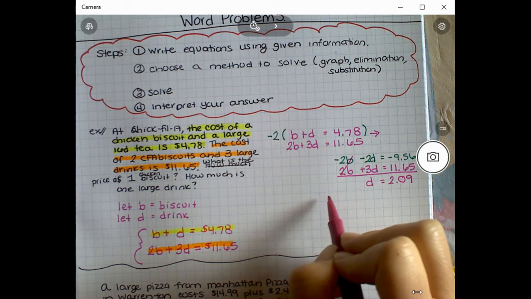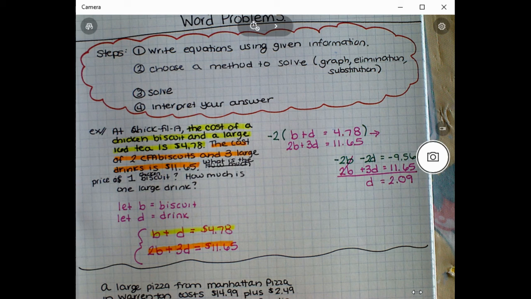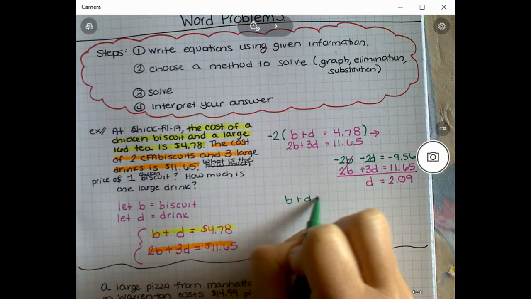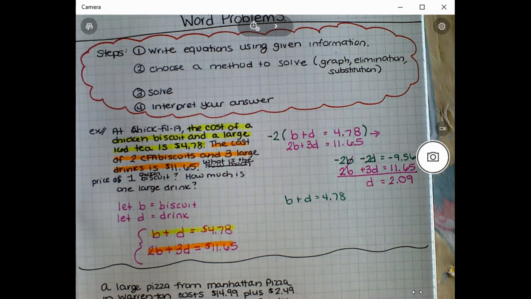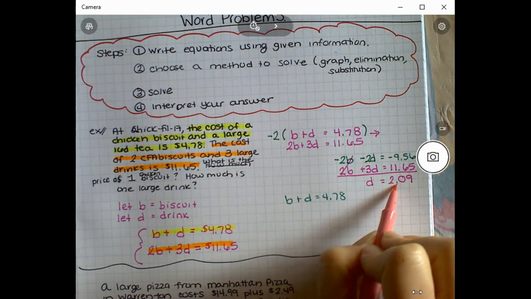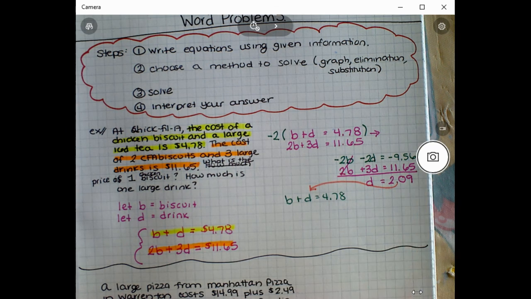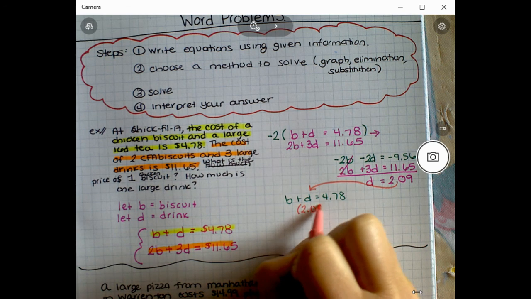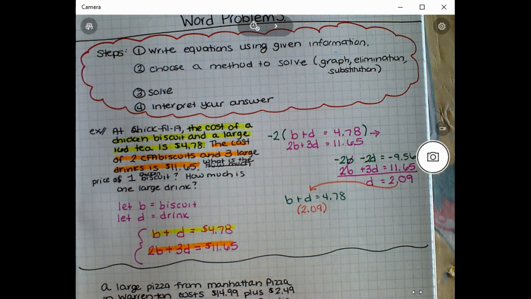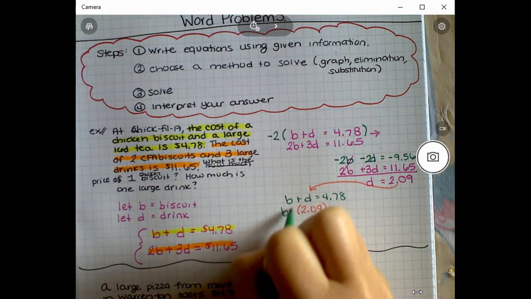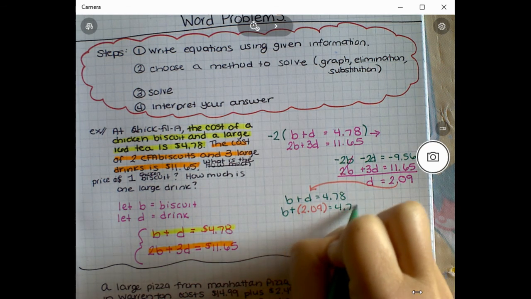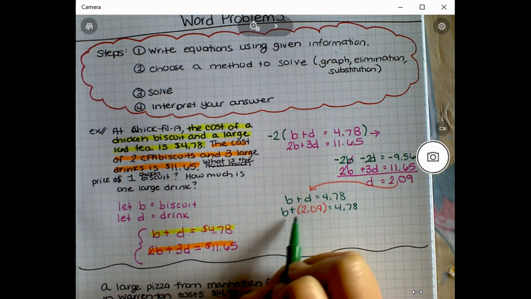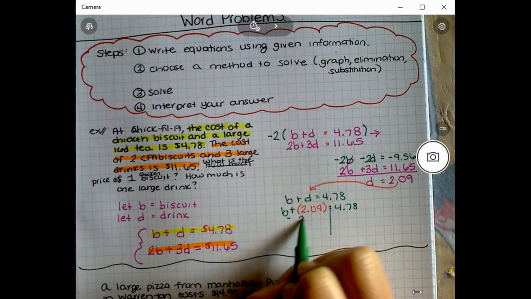But we need to also know how much it costs for a biscuit. So we're going to choose one of our original equations. I'm going to choose the top one. And we're going to use the substitution property to substitute 2.09 for D, and everything else stays the same. Remember this from solving systems? All right, we have plus 2.09, so in order to solve, we need to subtract 2.09.